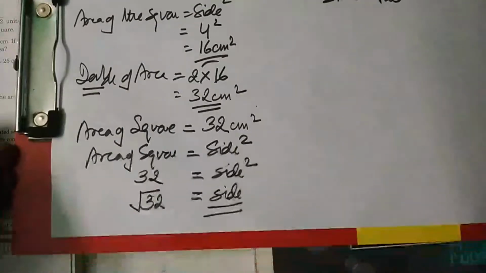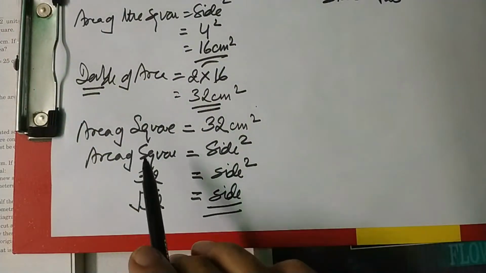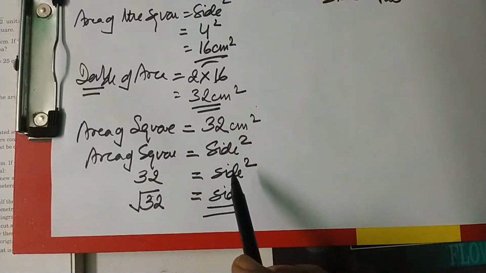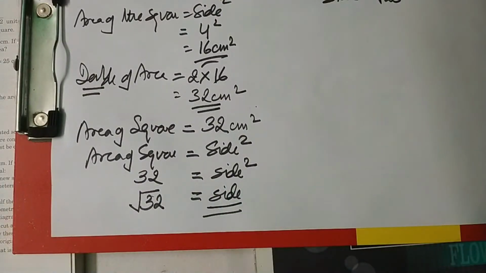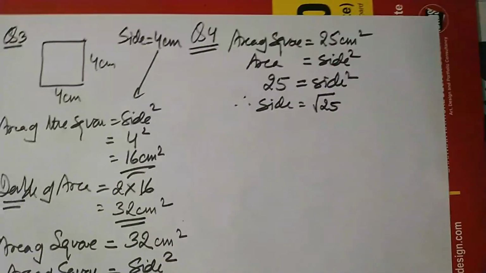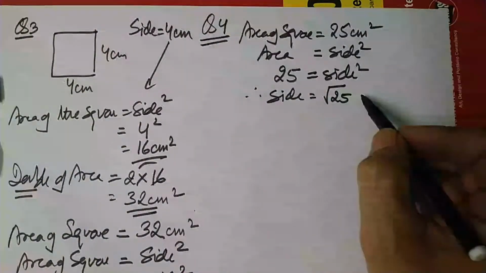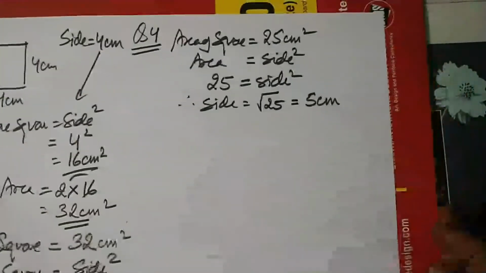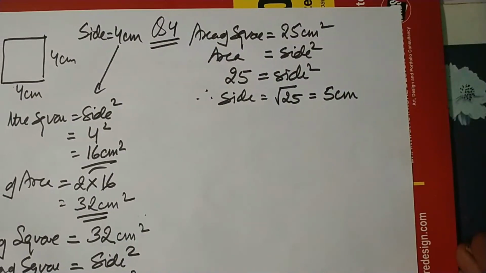Got it? Same thing. Area of square is 32. So 32 is equal to side square. Therefore side is equal to under root of 32. You have to just do under root. But this is not a perfect square. This is a perfect square. What is the side? Side comes 5 centimeter. The side is 5.